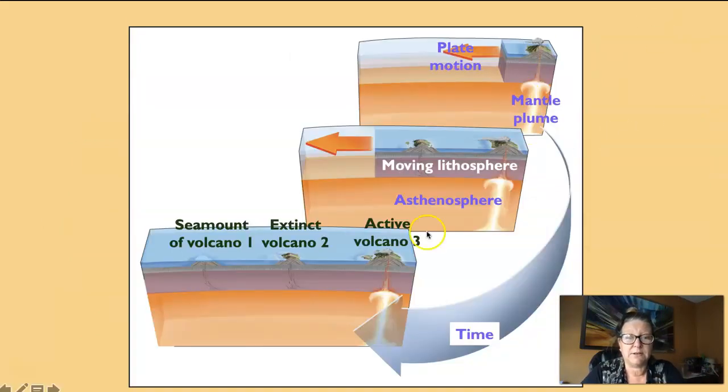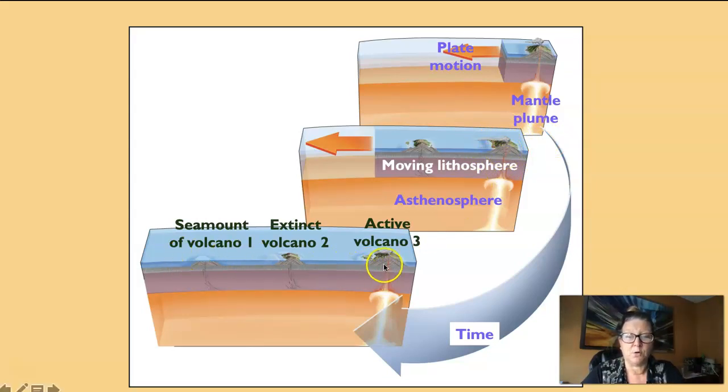So here are three little cartoons with time 1, 2, and 3. Here's our mantle plume coming up and feeding the volcanic chain, and we get a volcano. The mantle plume stays where it is. The lithosphere moves. So this volcano, after some time, is now over here, and it's become extinct. It no longer has a magma source, and the active volcano now in this group is located over here.